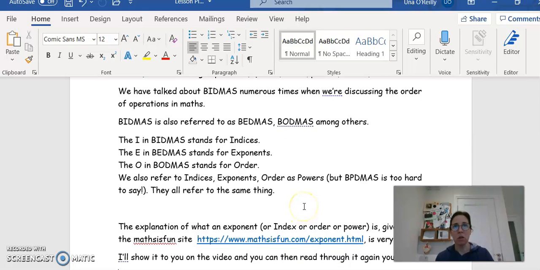So I might say to you 2 to the power of 3. Okay, that's the base 2 with the power of 3, the little 3 written above. It's the way we say if we want to talk about capacity. We say something has a cubic capacity of 76 units, okay? 76 cubic units. So that's to the power of 3. But obviously, you know, BPDMAS would be a bit hard to say, so we don't bother with the P option, okay? But they all mean the same thing.